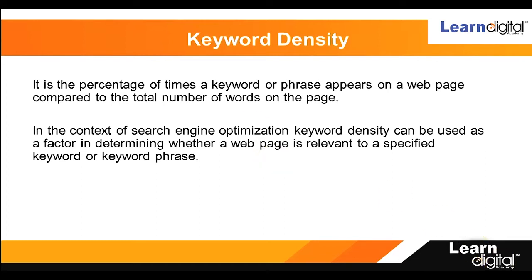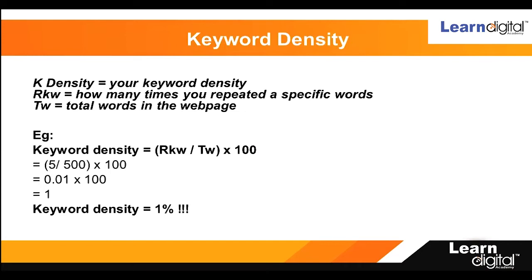So how to calculate the keyword density? You can apply a simple percentage formula. For example, suppose you have written 500 words of content and there you are writing your main keyword 5 times. So what will be the formula? 5 divided by 500 into 100. That way you can find out the keyword density. So your keyword density is 1%. You should not keep your keyword density at 3%. Better you keep it below 3%.